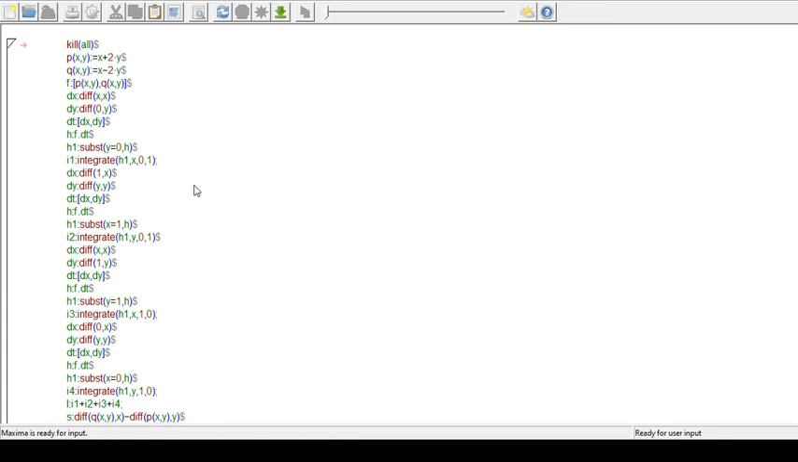Now let's execute that program. Kill all. p of xy is the function x plus 2y, q of xy is x minus 2y, and f is a list of p and q, and dx. In the first case, we know that y equals 0. Therefore dx is the differentiation of x with respect to x, and dy is the differentiation of 0 with respect to y. Their list is stored in dt, and the dot product of these two gives you p dx plus q dy, which will be stored in h.